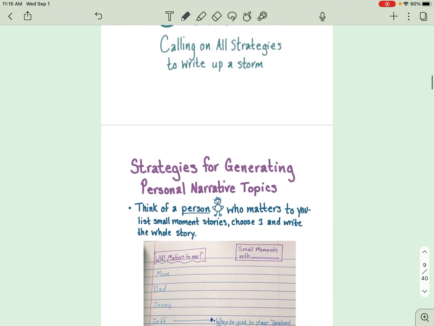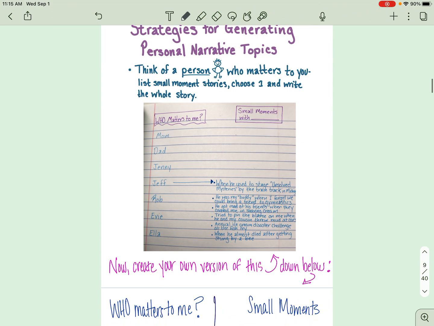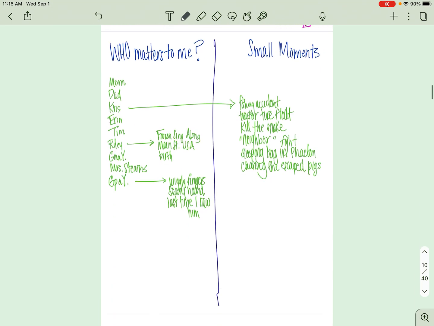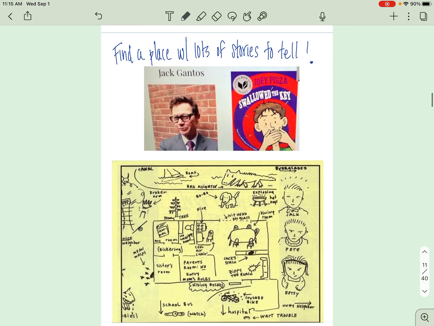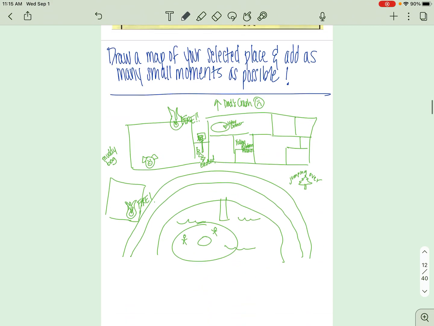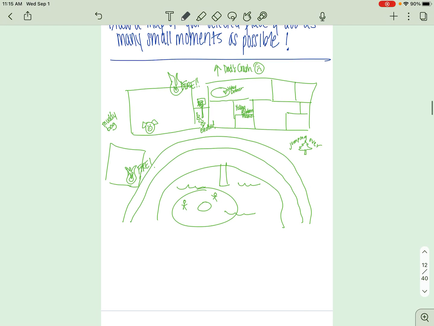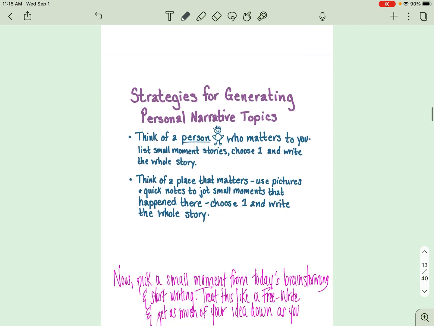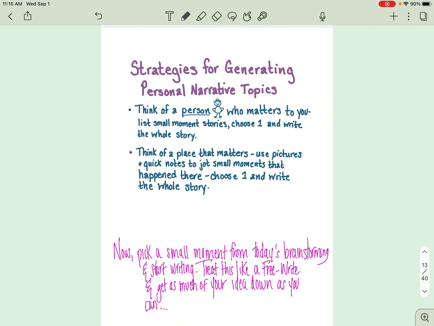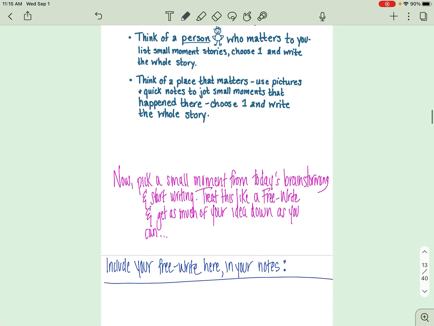We got session 1, that was just about brainstorming ideas. So the first one was brainstorming people. We went through and we did that. We had small moments for them. And then we did the places, and I have that Jack Gantos map in there. I drew one myself of my childhood home. Didn't get a whole lot on there, but got some ideas on there. And then we recapped that those were the 2 things that we did in that session: people that matter and places that matter, right?